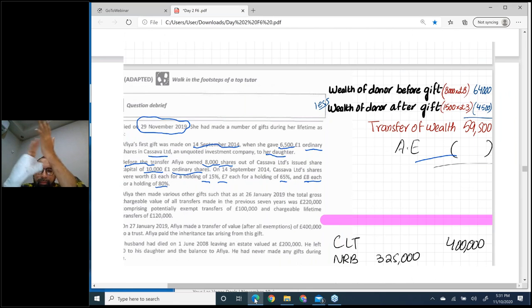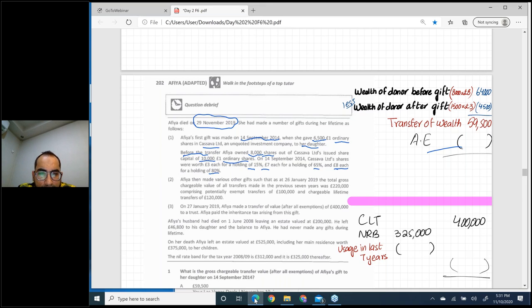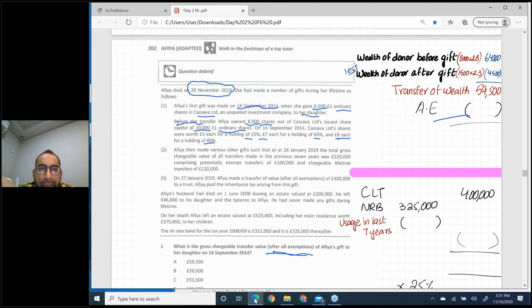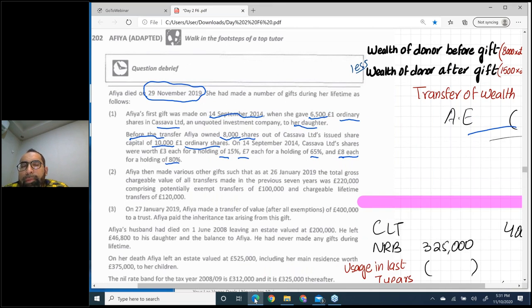Let's see what the examiner is asking. Please concentrate. I'm reading question number 1: what is the gross chargeable transfer value after all exemptions? After all exemptions means we have to deduct the annual exemption as well. 14 September 2014 means the 14-15 fiscal year. Can you see any gifts in the last fiscal year? No. So that means last fiscal year's £3,000 annual exemption and this fiscal year's £3,000 annual exemption. 3 plus 3 is 6,000.